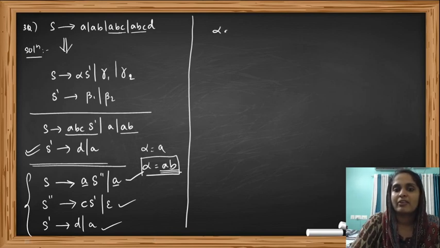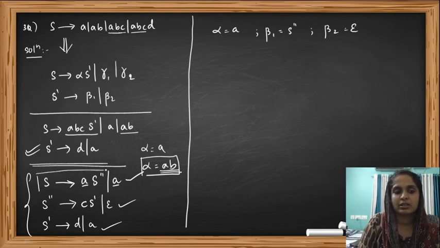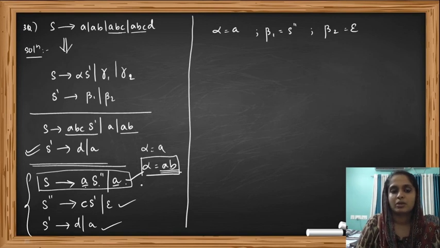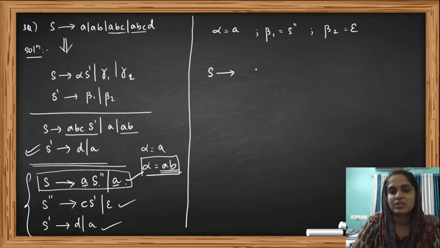So the value of alpha will be A, and value of beta 1 will be S double dash, and value of beta 2 will be epsilon. In this first production, the value of alpha will be A, beta 1 will be S dash, beta 2 will be epsilon, and there is no gamma. Okay. So we have to convert this first production again to eliminate left factor from it. S produces alpha S dash. S dash is already there. S double dash is already there. So I will write it as alpha S triple dash. So A S triple dash.